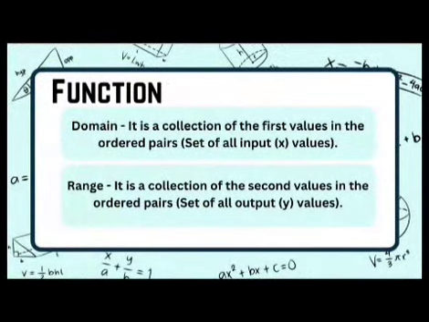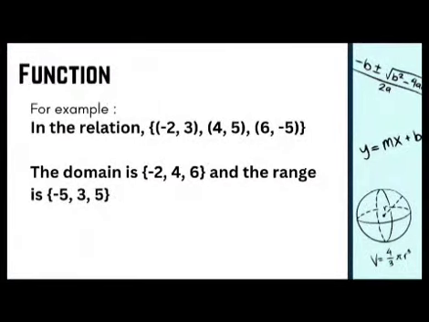Domain is a collection of the first values in the ordered pairs, the set of all input x values. Range is a collection of the second values in the ordered pairs, the set of all output y values. For example, in the relation (-2, 3), (4, 5), (6, -5), the domain is -2, 4, 6, and the range is -5, 3, 5.